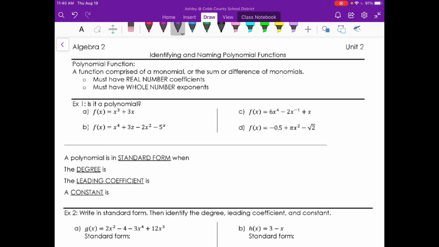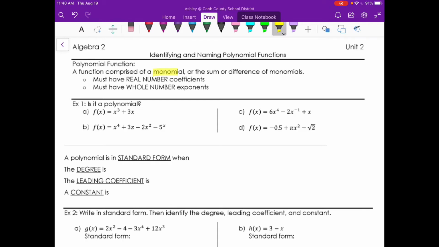In this unit, we're going to be working with polynomial functions and their characteristics, and today we are going to identify polynomials and name them based on their degree and number of terms.